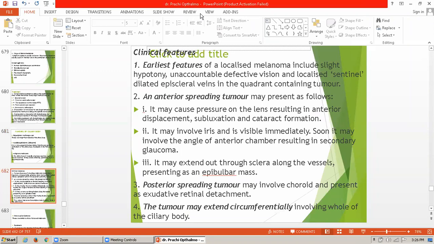Then the clinical features of tumor of the ciliary body. First, the earliest features of a localized melanoma include slight hypotony, unaccountable refractive change, and a localized sentinel dilated episcleral vein in the quadrant containing the tumor. So the earliest feature is slight hypotony, unaccountable refractive change, and a localized sentinel dilated episcleral vein in the quadrant containing the tumor. There is not much visual defect in the earlier stage.